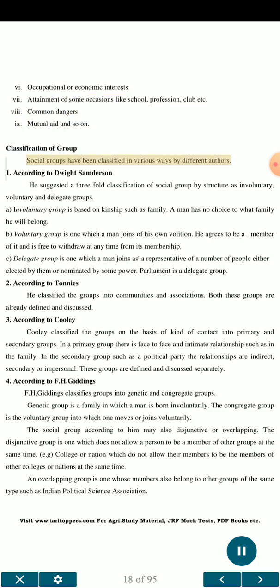Classification of group. Social groups have been classified in various ways by different authors. 1. According to Dwight Sanderson. He suggested a threefold classification of social group by structure as involuntary, voluntary and delegate groups.